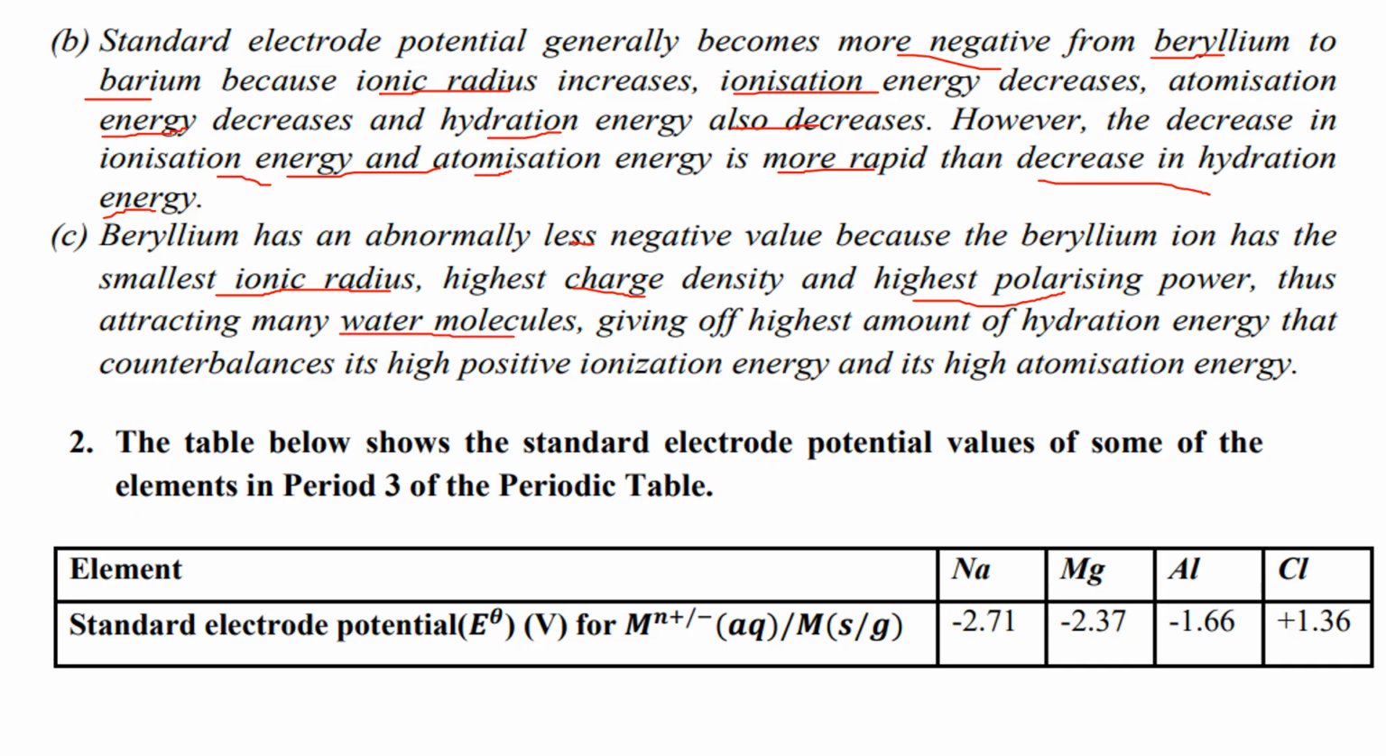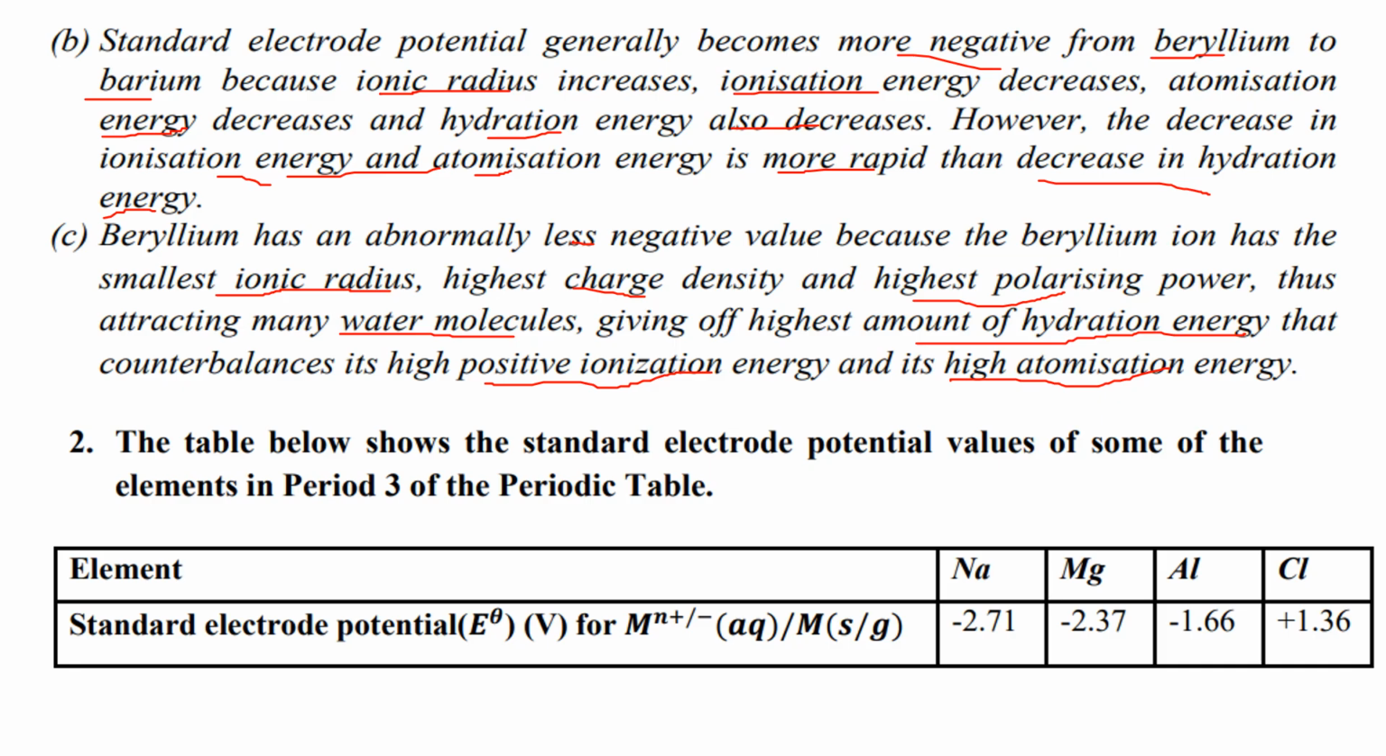And what did we say about attracting many water molecules in thermochemistry? The more water molecules you attract, the higher the hydration energy given off. But this hydration energy that has been given off is going to be counterbalanced with a highly positive ionization energy together with the atomization energy barium has. So you find that it's going to give an overall less electronegative, or less negative, standard electrode potential.